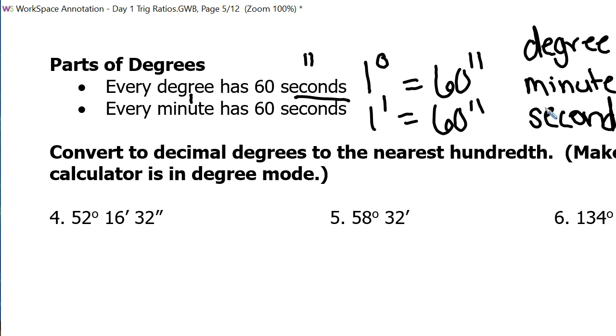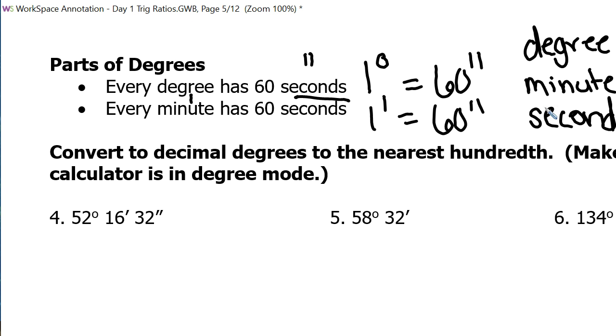So after the 52 degrees, we have 16 minutes. So type in 16. And then for the minutes, you need to do second, apps, number 2. And now we need our seconds. So we need to type in 32.